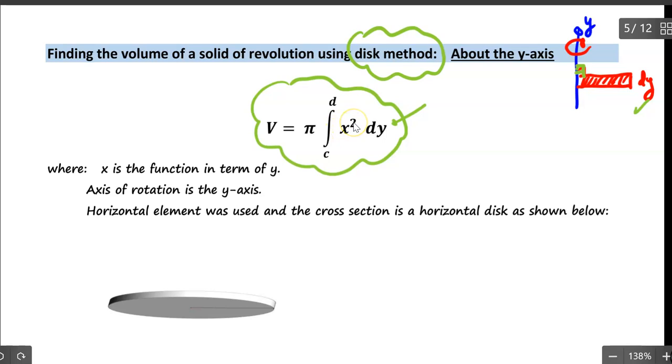And when you have in term of y, what is the lower and upper limit? The limits are associated with your y-axis. Therefore, it's c to d. Okay, so again, I put it here for everyone. X is a function in terms of y. Axis of rotation is the y-axis. It is a horizontal element which is used, and the cross-section area is the horizontal disk as shown below.